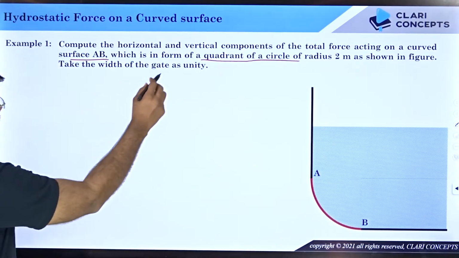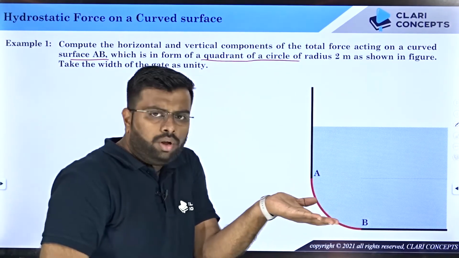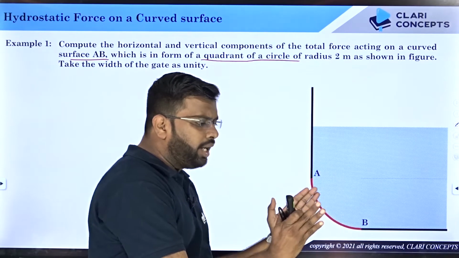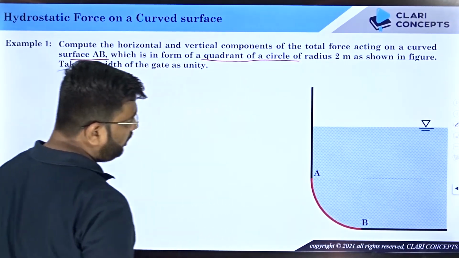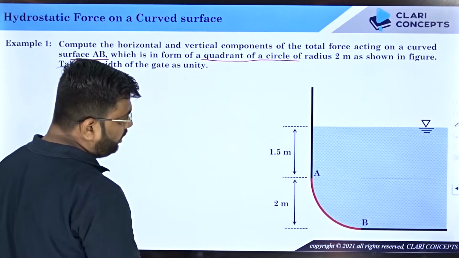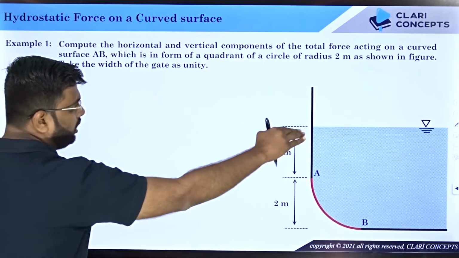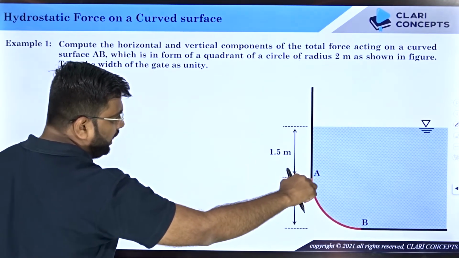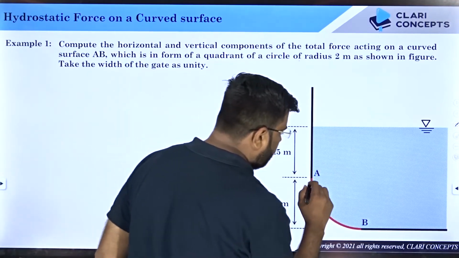Take the width of the gate as unity. So when I say width, it means perpendicular to the board; the gate has a width of 1 meter, unity. So now, this is the free surface and 2 meter is the distance given to us, right? And it is also given that the point A is lying 1.5 meter below the free surface of water. And now what I need to do?